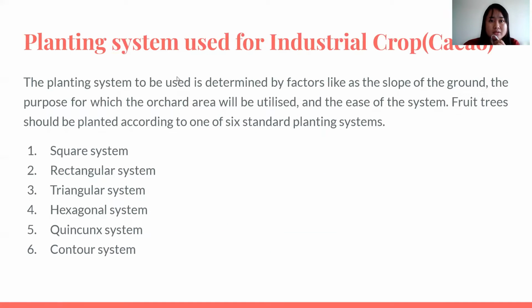Okay, these are the planting systems used for industrial crops. Our crop is cocoa, and the planting system to be used is determined by factors like the slope of the ground, the purpose for which the orchard area will be utilized, and the years of the system. Fruit trees, such as cocoa, should be planted according to one of six standard planting systems: square system, rectangular system, triangular system, hexagonal system, quincunx system, and contour system. So in our orchard, we will use the contour system on a hillside.